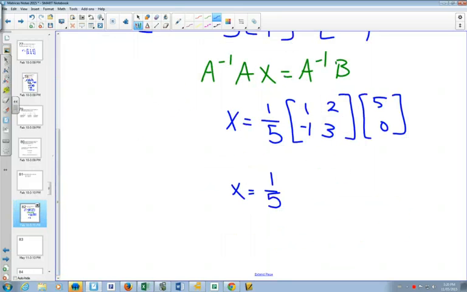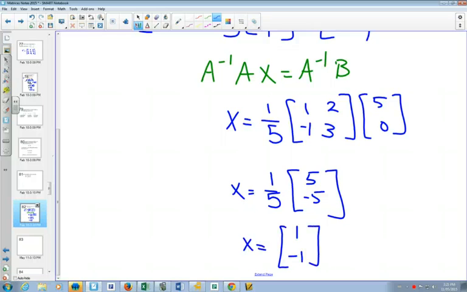Keep the 1/5 out for now. I'm going to get 5, -5, and then 1, -1. So x is equal to 1, and y is equal to -1. That actually wasn't too bad as far as time that it took to solve it. I mean, you have a little bit of mental math. You have to be comfortable with your inverse formula in order to get it.